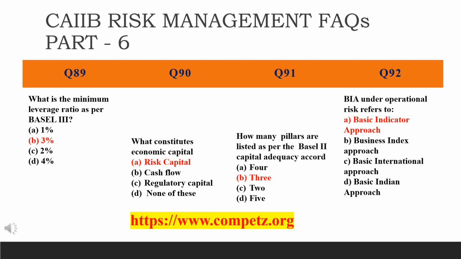Then how many pillars are listed as per the Basel II capital adequacy accord? There are 3 pillars. The 3 pillars under the Basel Accord are capital adequacy requirements, supervisory review and evaluation process, and market discipline.